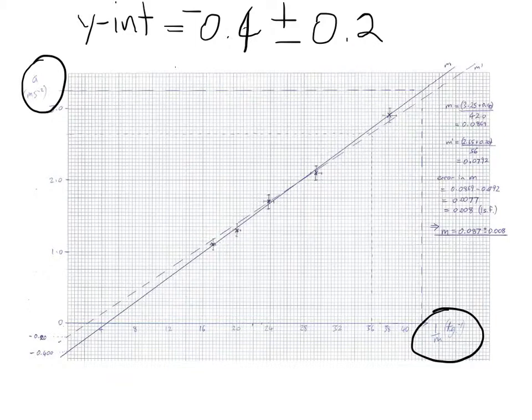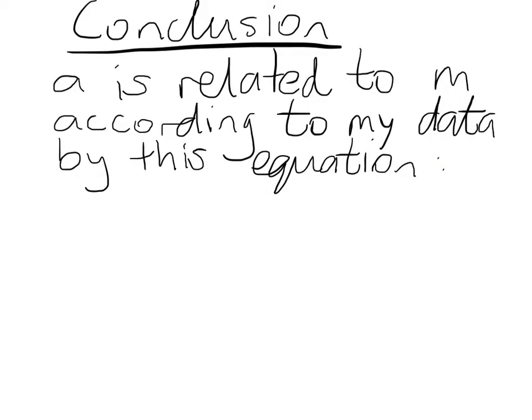The next step is to write the final mathematical relationship using the gradient and the intercept, and that happens on the next page in the conclusion. So in your conclusion, you would start with a statement pretty much the same as this. The acceleration A is related to the mass m according to my data by this equation. And now you'd write down the equation.